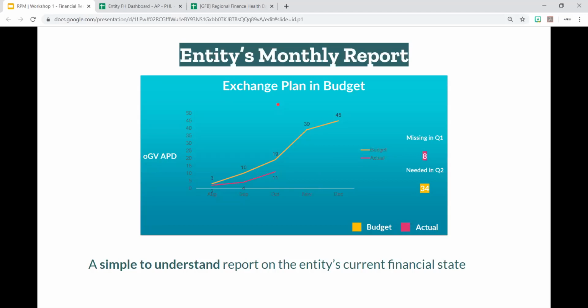Another type of report is the exchange plan versus budget. In this way, you can plan out your number of approvals, because, for example, like OGX, you usually get the money based on approvals. You can plan it out based on the budget and based on the actual. Are you able to achieve your budgets, or are you still not achieving your budget?